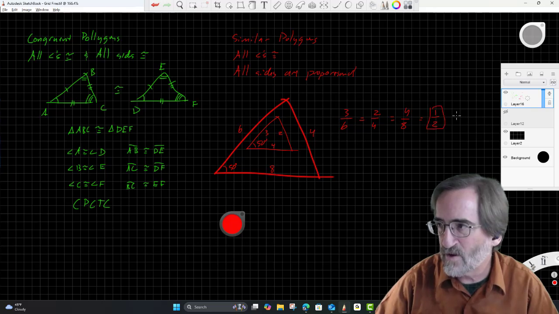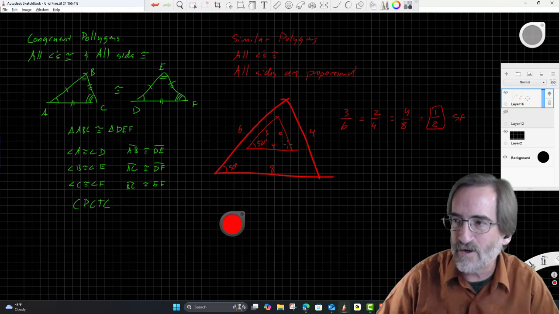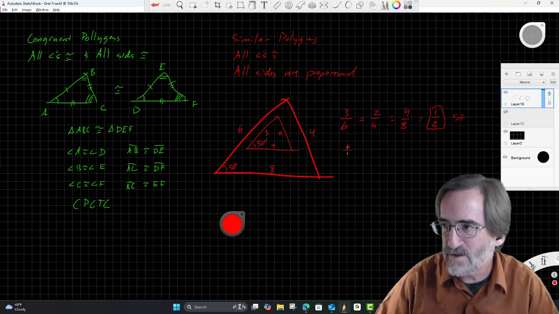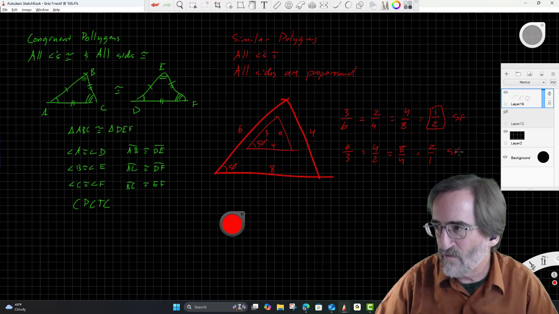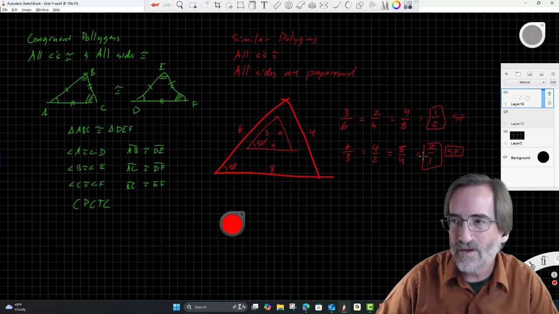So this is something we call the scale factor. The scale factor of the larger triangle to the smaller triangle is 1/2. If I invert that, the 6 is to 3, as 4 is to 2, as 8 is to 4, that's a ratio of 2 to 1. That represents a scale factor of an enlargement, as we learned in the last lesson. When the scale factor is bigger than 1, it's a growth.